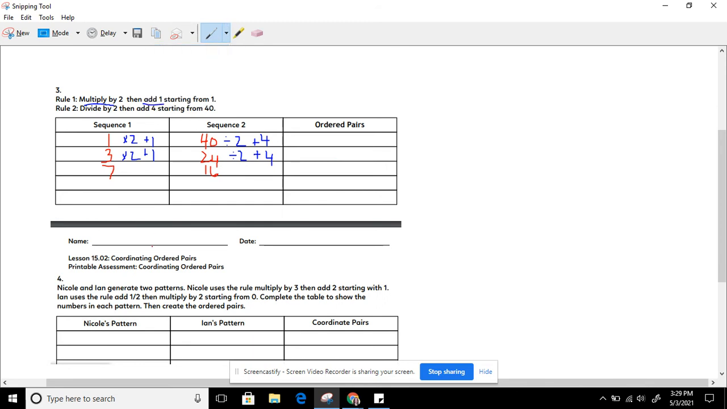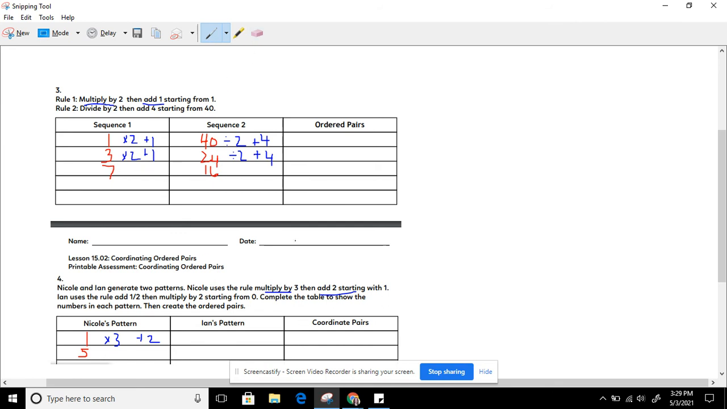Number 4 is where it gets a little different. Nicole and Ian generate 2 patterns. So we've got Nicole's pattern on the left, Ian's pattern in the middle, and then we'll write the coordinate pairs. Nicole uses the rule multiply by 3, then add 2, starting with 1. So we know Nicole's starting with 1, and her rule is to multiply by 3, then add 2. So she's got two steps as well. Multiply by 3, and then add 2. Okay, so you're going to do that for each of her steps. So 1 times 3 is 3, plus 2 is 5. That's our second number. And I'll let you do that for the rest of Nicole's pattern.